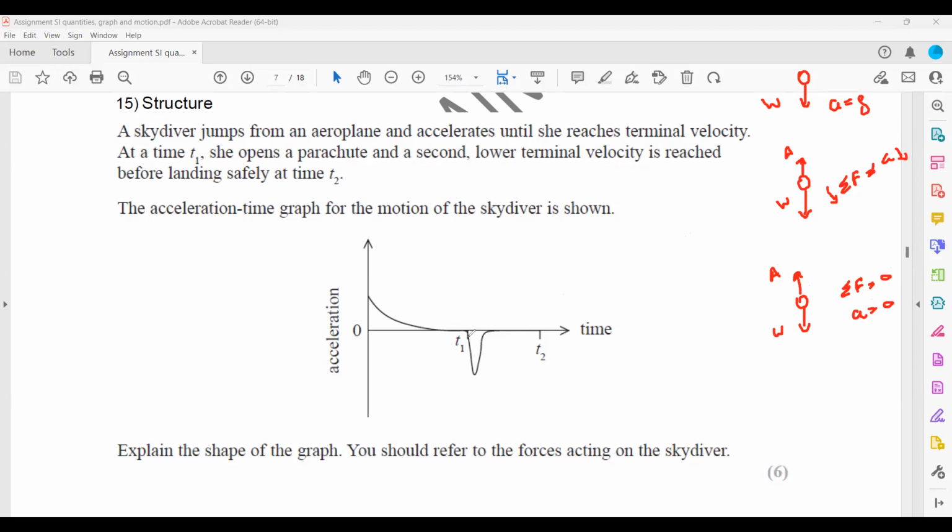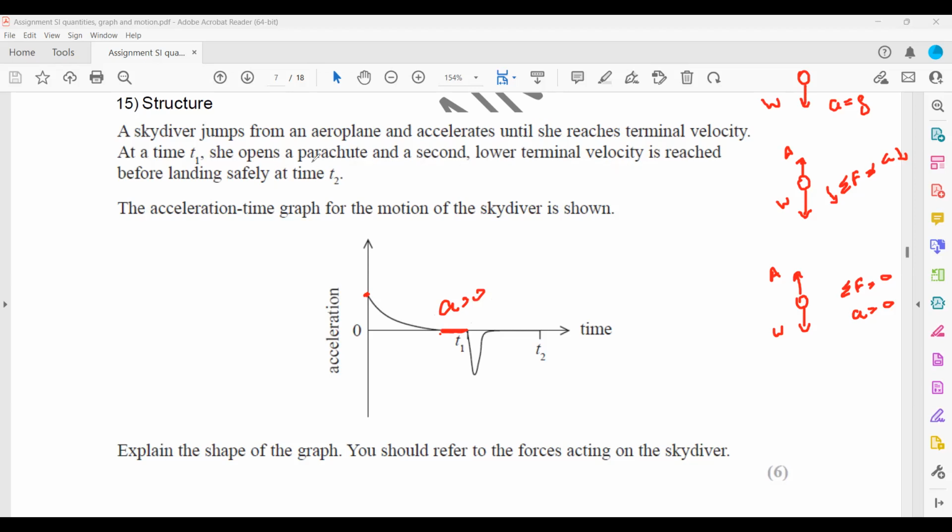So that's why you can see, when she jumps, she has her maximum acceleration. Then the air resistance starts to increase. Air resistance tries to oppose the motion. As a result, the resultant force decreases, and the acceleration decreases. Eventually, she reaches the no acceleration point, meaning the speed is not changing. If the speed is not changing, she is moving at a constant speed, and acceleration is equal to zero.